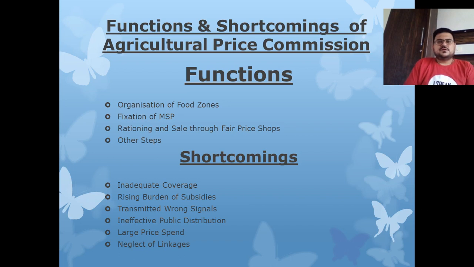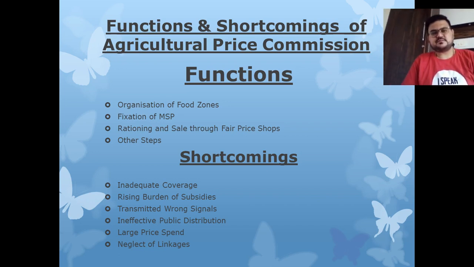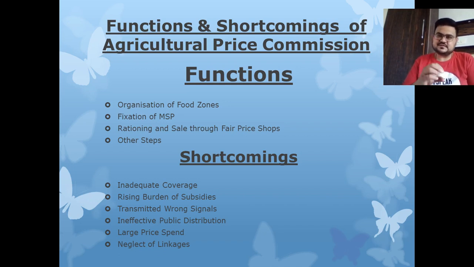So what are the functions and shortcomings of agricultural price commission? The functions are organization of food zones. Now, agricultural price commission is a system which is created by a country, where we have different food zones. Depending upon the kind of food, we have divided into zones. Then there is fixation of MSP, that is minimum support price. We fix a minimum support price for a food grain or a crop. Rationing and sale through fair price shops. We ration the goods and we sell the goods. And there are some other steps.